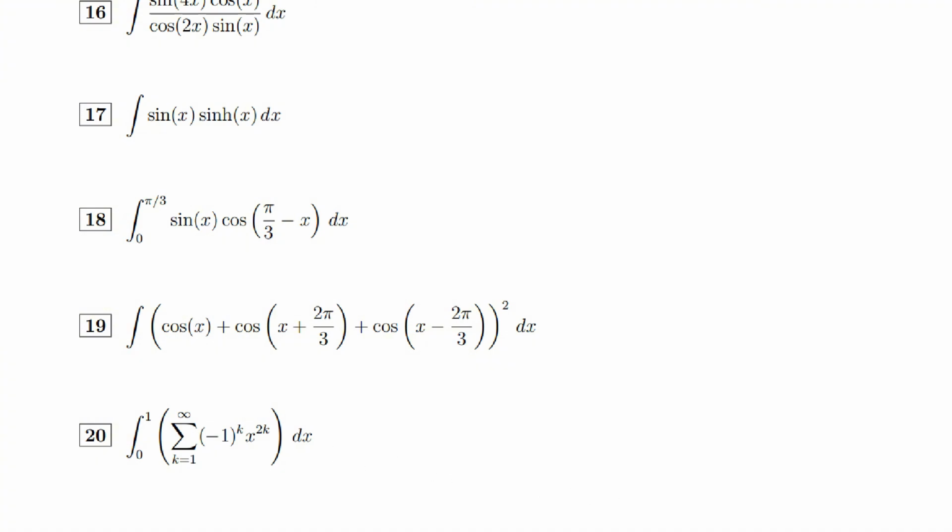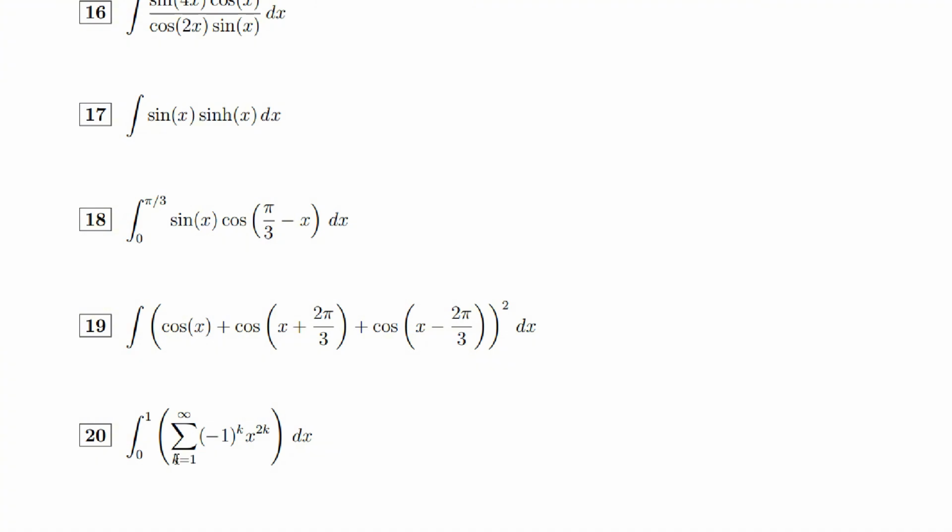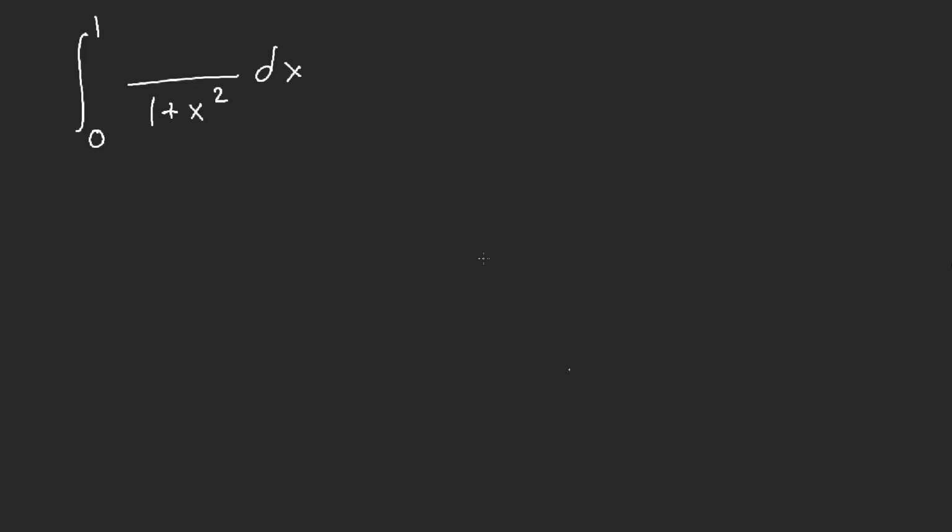So what this means is we have from 0 to 1, negative 1 to the k, and we have x squared to the power of k. We know our denominator is 1 plus x squared by the geometric series, but it's not just this. K equals 1, so what that means is our first term is negative 1 times x squared. So what we actually have is negative x squared on top. This is our integral.